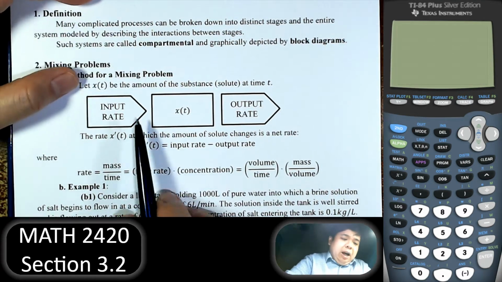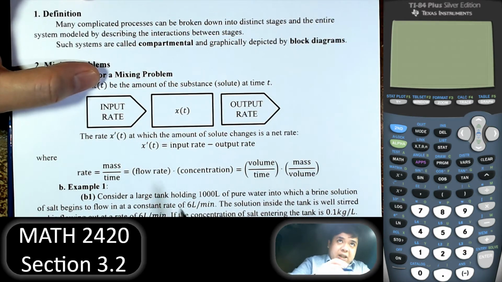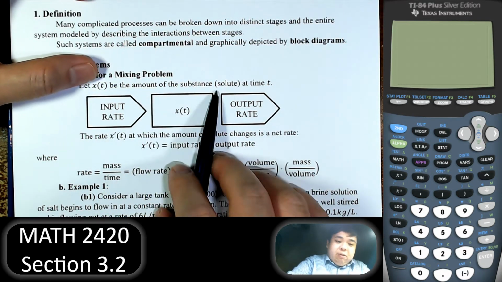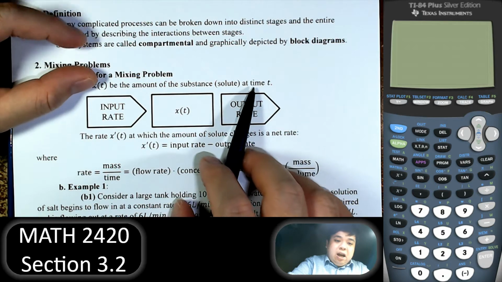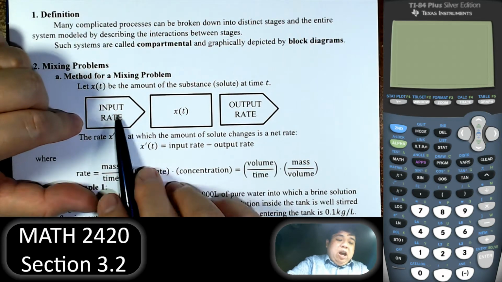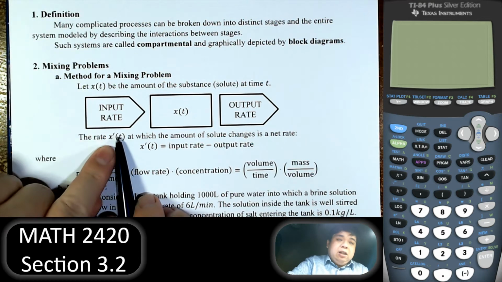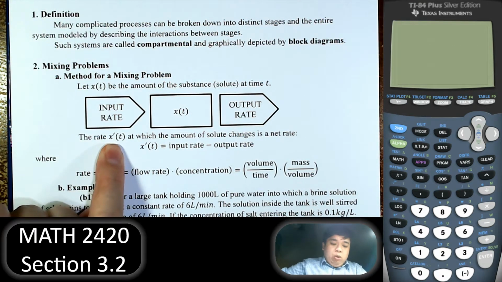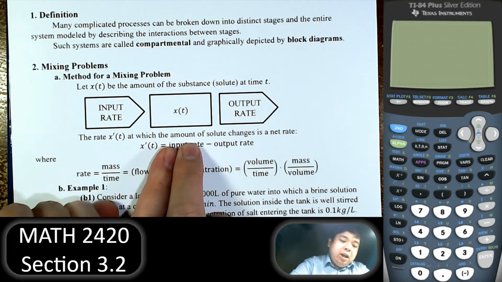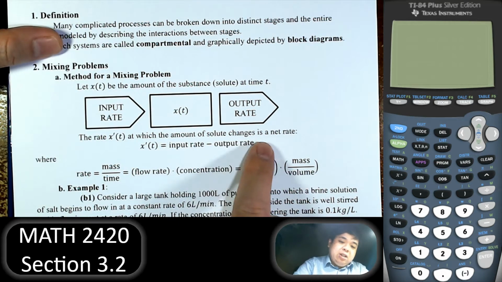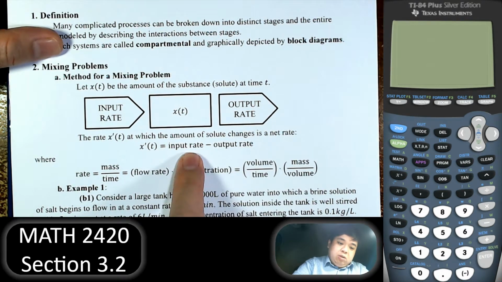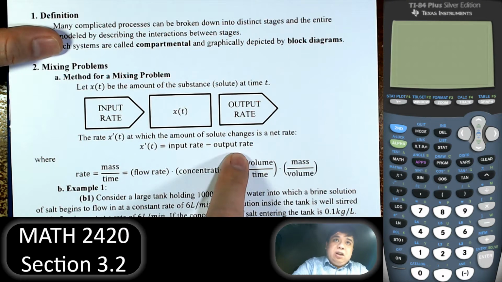So let x of t be the amount of the solute or the substance at time t. We have the input rate and then the output rate. The rate, of course, is the derivative at which the amount of solute changes. It is the net rate, of course: the input rate minus the output rate.